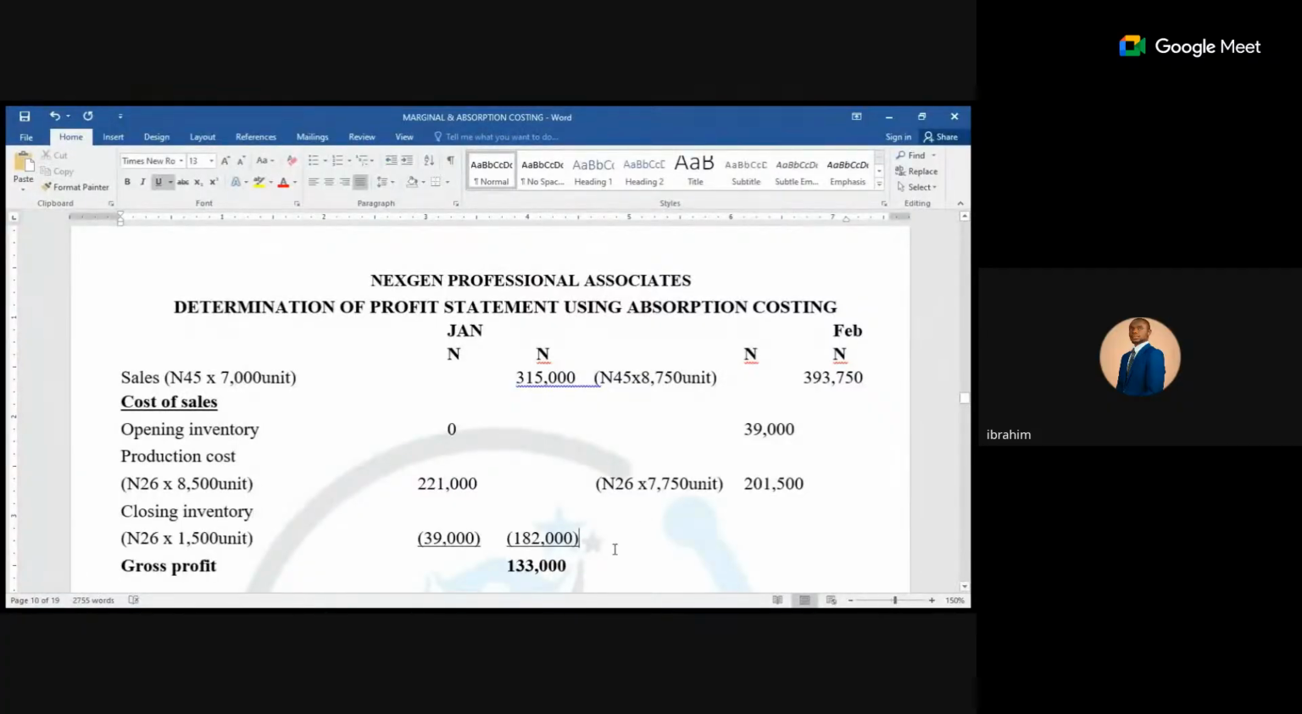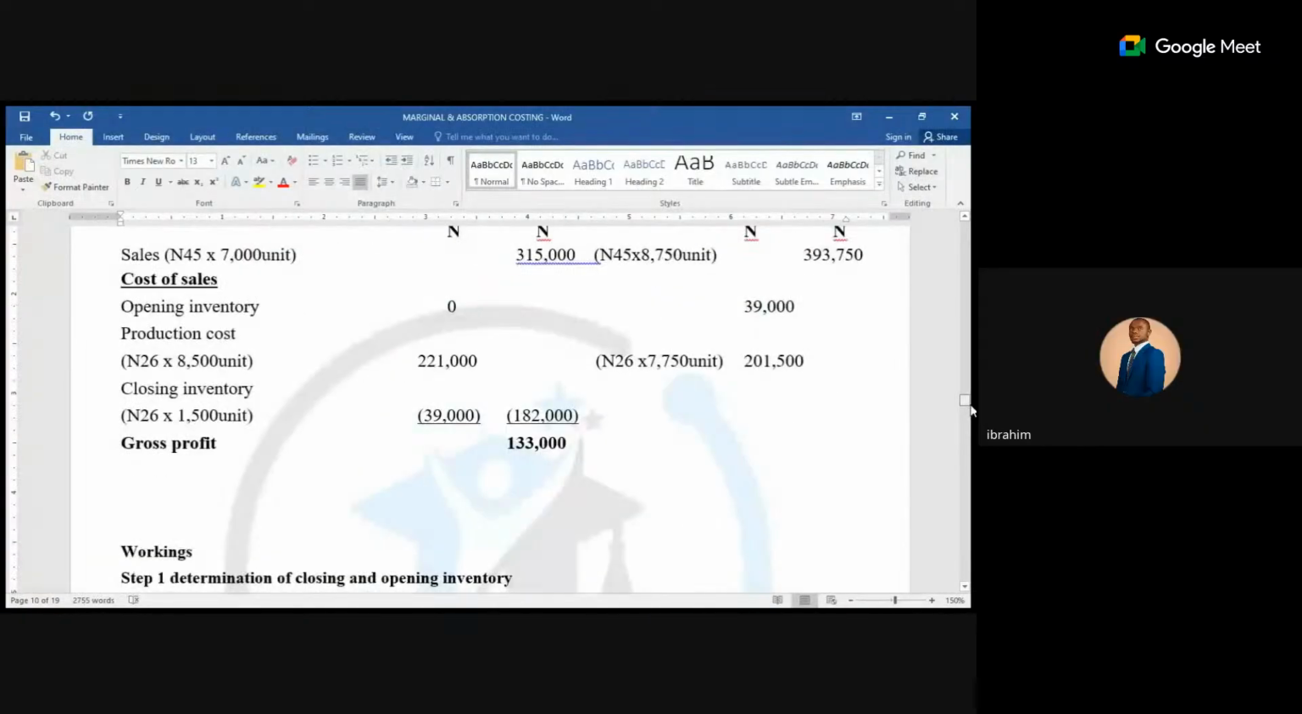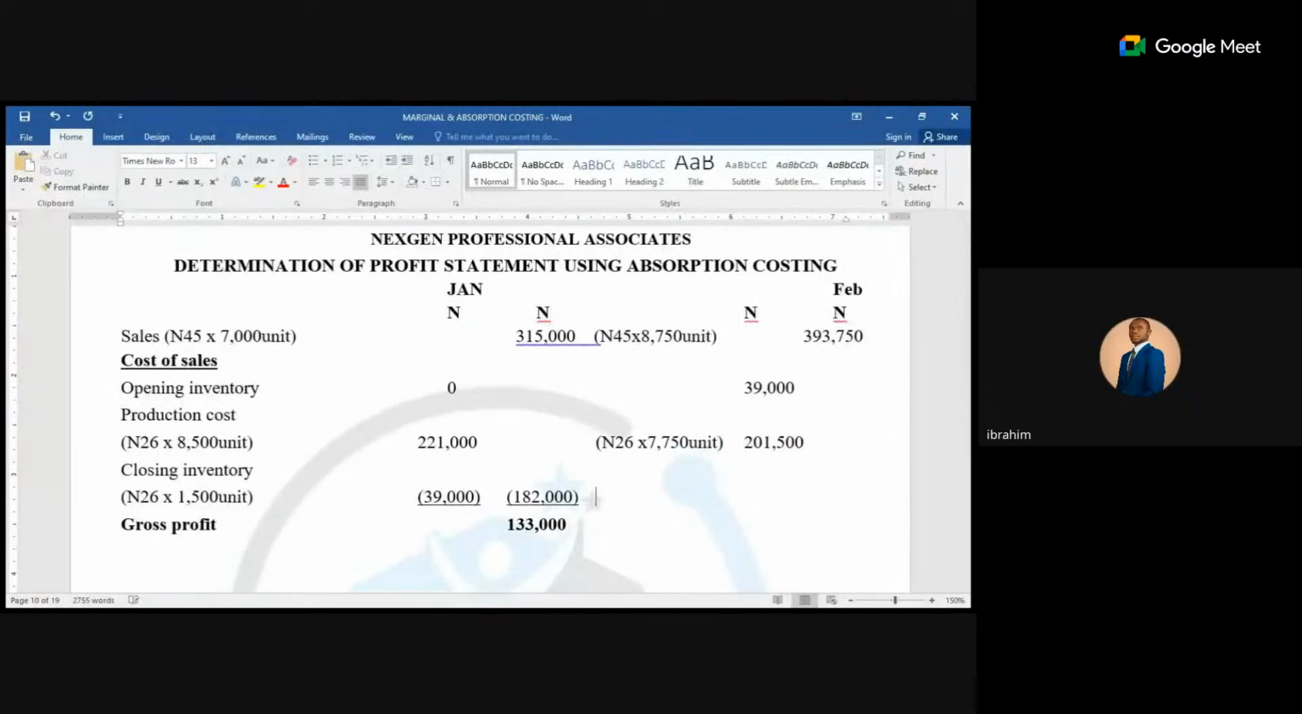What is the closing inventory for February? 500 units. Thank you. 500 units times the full cost, 26 naira times 500 units. So what do we have here? 13,000 naira will be the closing.